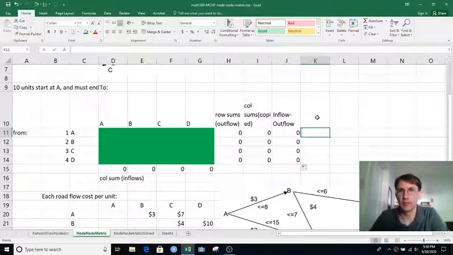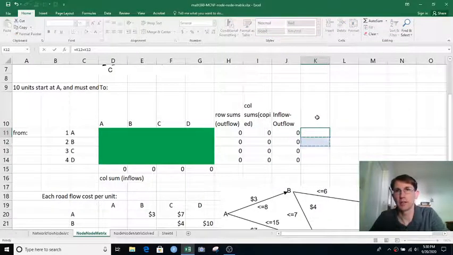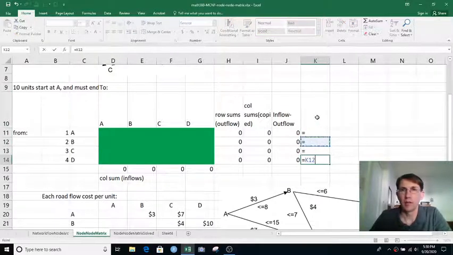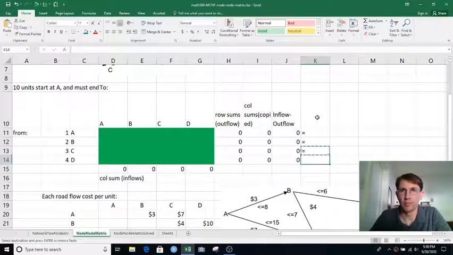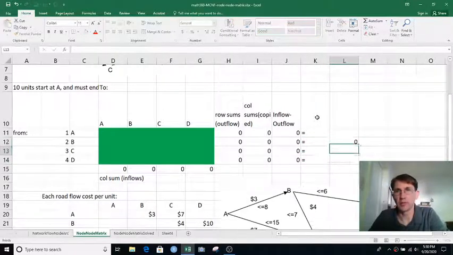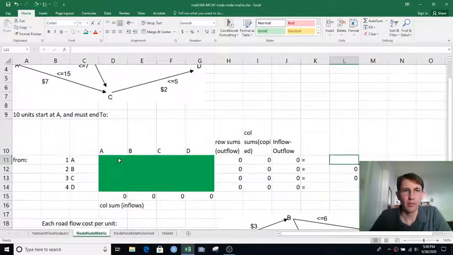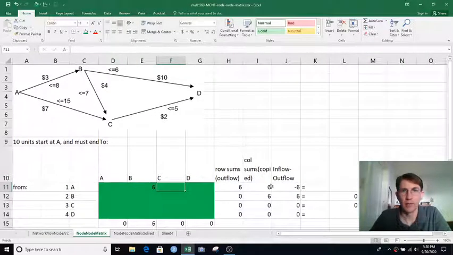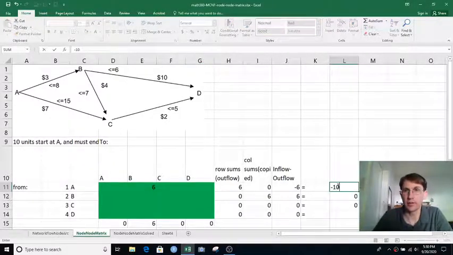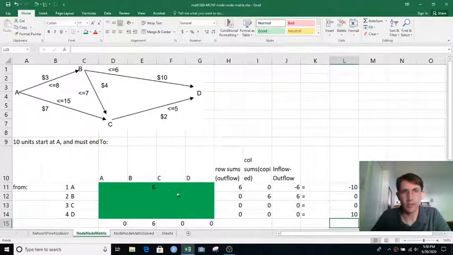And then inflow minus outflow has to be, let's try that again. Well, for B and C, inflow minus outflow has to be 0. For A, if I had, let's say, 6 units leaving A, that's going to show up as a minus 6 here, and I know totally I need 10 units leaving A, so I'd have a minus 10 there. And then flowing into D, I need a plus 10.